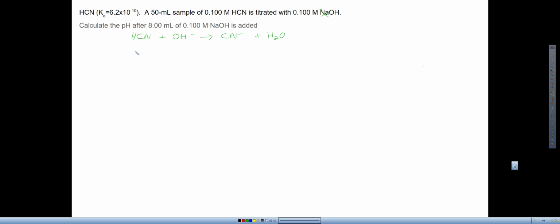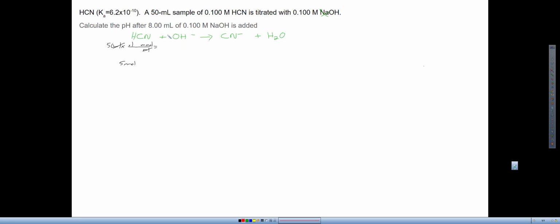All right, so my starting HCN, again, I've got to figure out not the molarity, but the moles. So I have 50 milliliters. And my given molarity I'm going to express again as millimoles, so it'll cancel out. So I have 5 millimoles of HCN. That's how many particles I have, as opposed to the concentration.